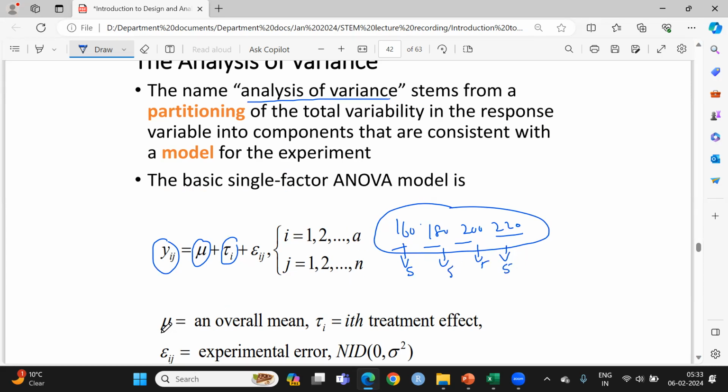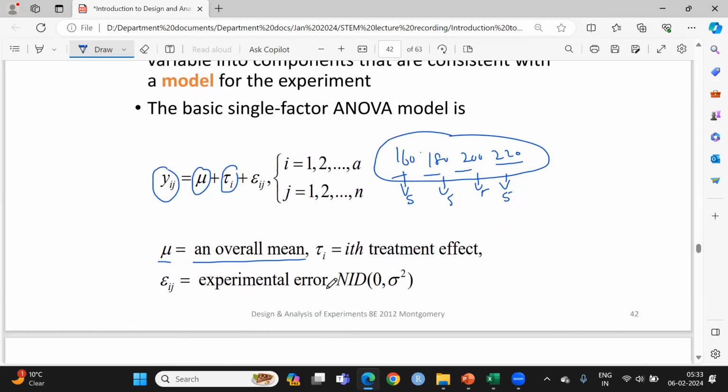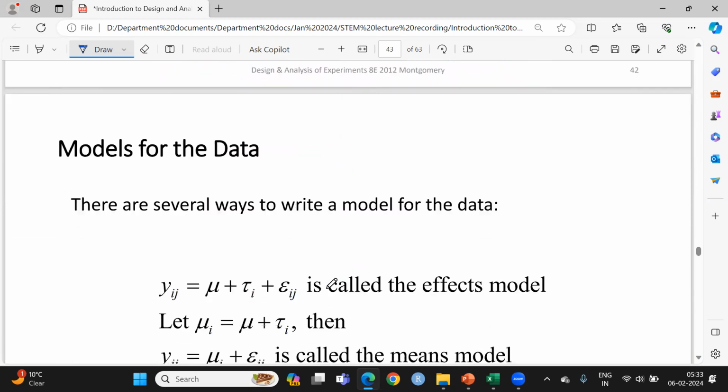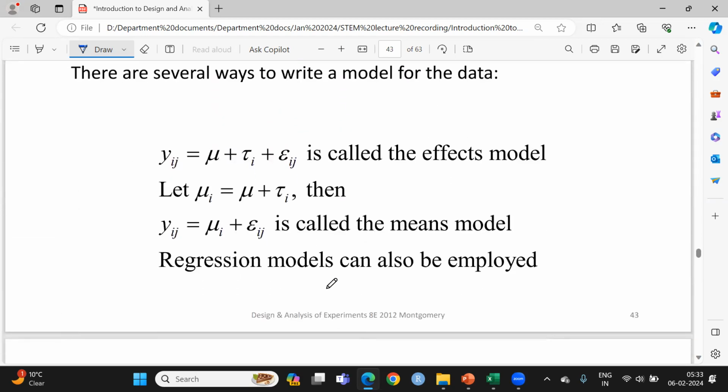Okay, so here mu means the overall mean, meaning that we are making an assumption that values from all levels on average will give the same mean value. There is another way to write Yij: Yij is equal to mu plus tau i plus epsilon ij, and we can write Yij as mu i if we consider mu plus tau i as mu i. So this is called the mean model.